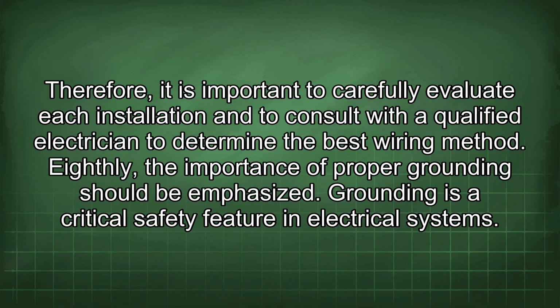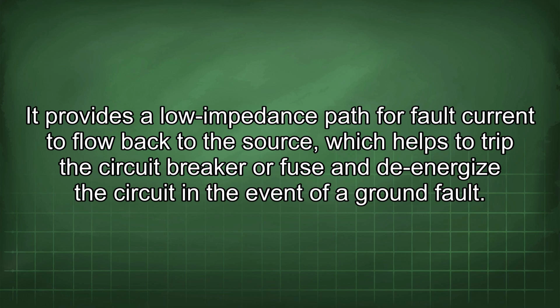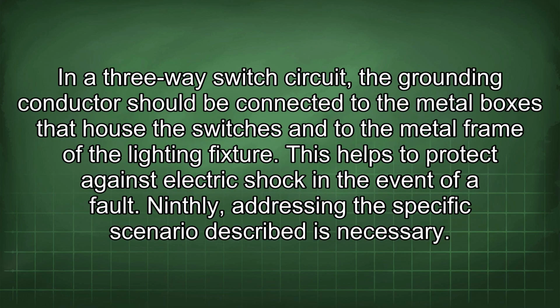Grounding is a critical safety feature in electrical systems. It provides a low impedance path for fault current to flow back to the source, which helps to trip the circuit breaker or fuse and de-energize the circuit in the event of a ground fault. In a three-way switch circuit, the grounding conductor should be connected to the metal boxes that house the switches and to the metal frame of the lighting fixture. This helps to protect against electric shock in the event of a fault.